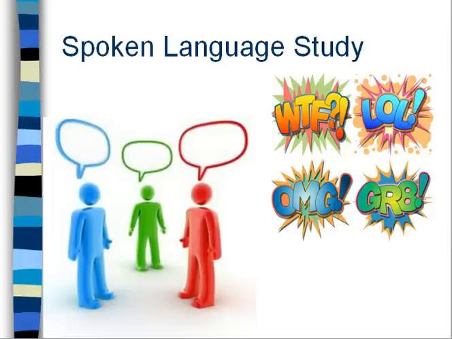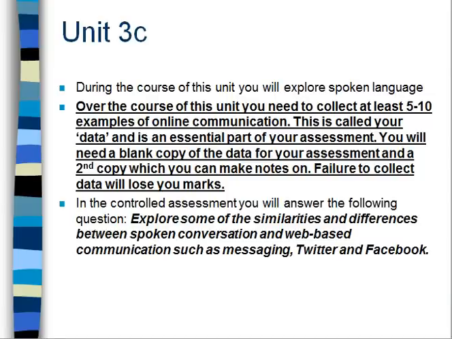Now this unit is Unit 3C, and one of the key things about this unit is that you need to collect your own examples of online communication. We call this your data, and it's a really important part of the assessment. You need to have a blank copy of your data when you're in your controlled assessment, and it's also a really good idea to have a second copy that you can make notes on and annotate. The exam board are really clear that this is a really crucial part of your controlled assessment.